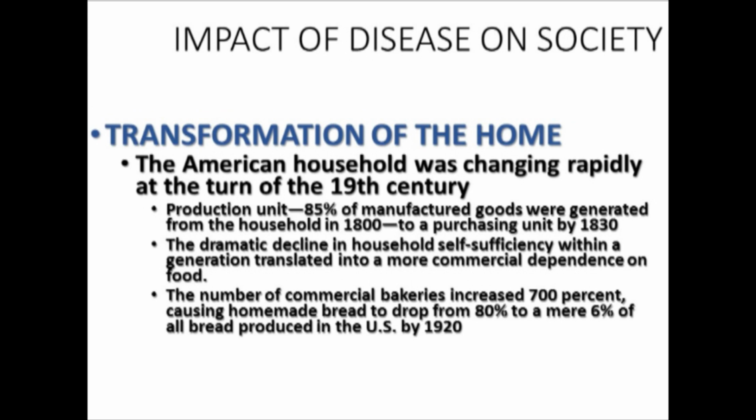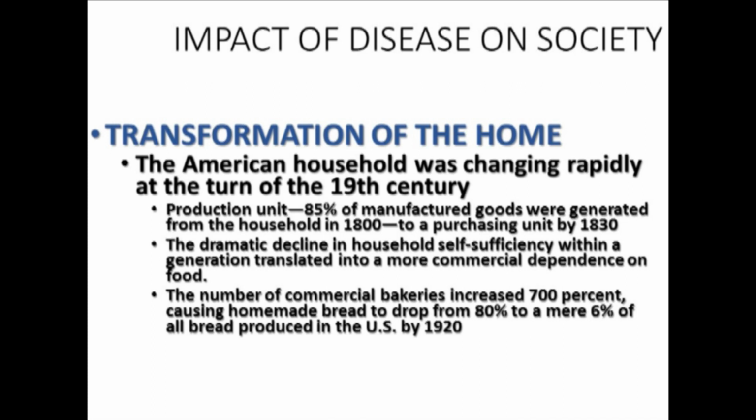The American household was also being transformed. Looking specifically at the 19th century early on, we could see that 85% of manufactured goods were generated directly from the household in 1800, and by 1830 we could see that the family had basically become more of a purchasing unit rather than a manufacturing unit.